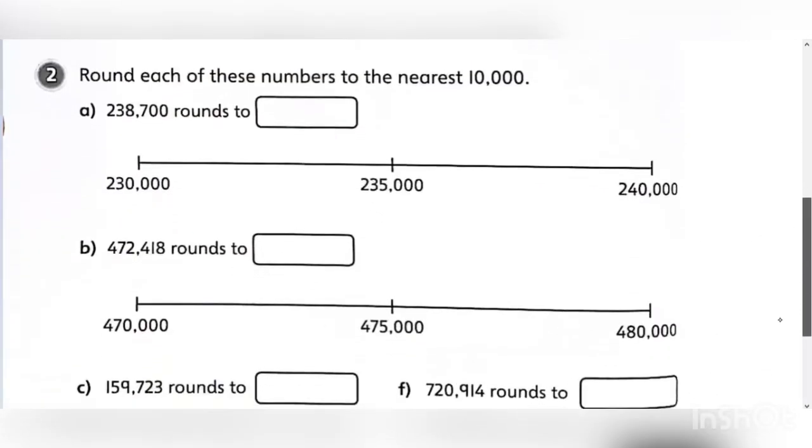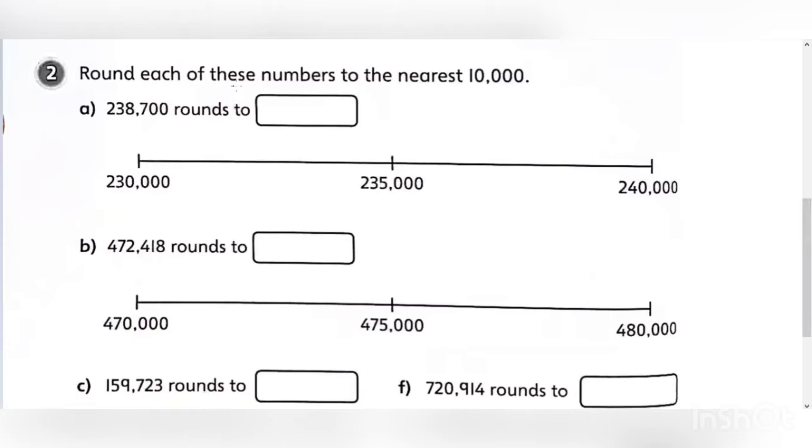Let's see the second number. Round each of these numbers to the nearest 10,000. Don't forget, if we want to round the number to 10,000, we need to see the 1,000, right? Okay, let's see the 1,000. The 1,000 for this first number is 8. So we can round it up because 8 is greater than 5. So we round it up.